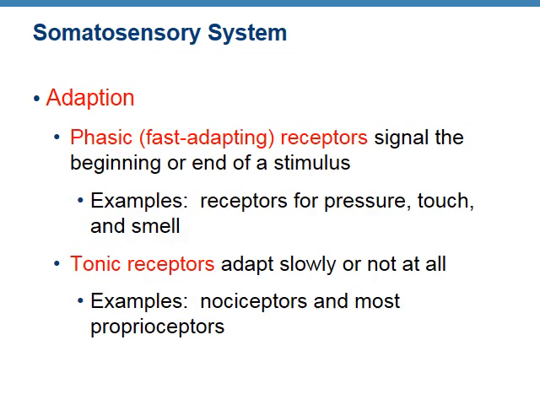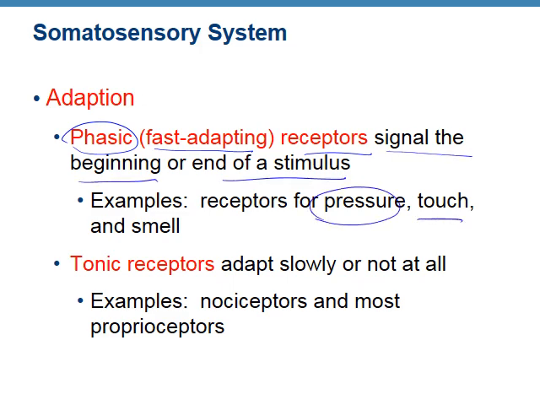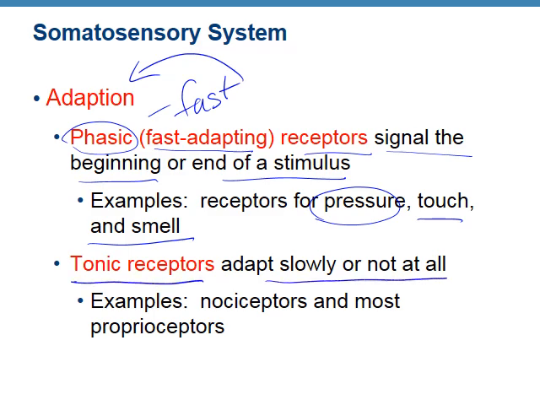Here we have phasic, or fast adapting, receptors. They signal at the beginning or the end of the stimulus. This is pressure, touch, and smell. So you can think these have fast adaptation capabilities. Tonic receptors adapt slowly or not at all. Examples are nociceptors and most proprioceptors.